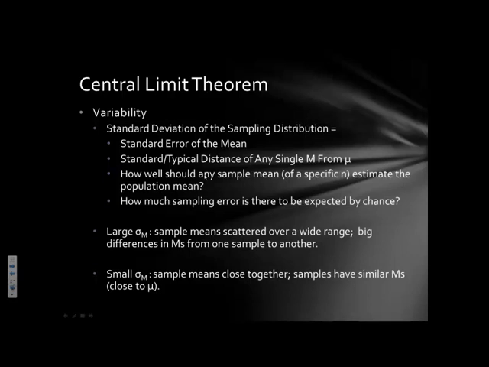If you have a large standard error, then you have very scattered sample means and big differences in means from one sample to another. So you would expect more sampling error if you have a large standard error. Or in other words, you would expect that your sample mean wouldn't be as representative of the population mean compared to a situation when you had a small standard error. That just means that all the sample means are pretty close together and you have similar means within your distribution. So you would expect that any given sample would be pretty representative of the population mean, or in other words, it would have a mean close to the population mean.